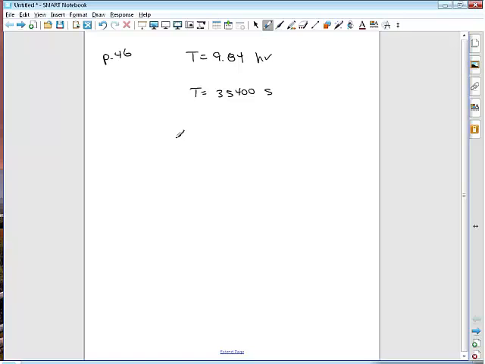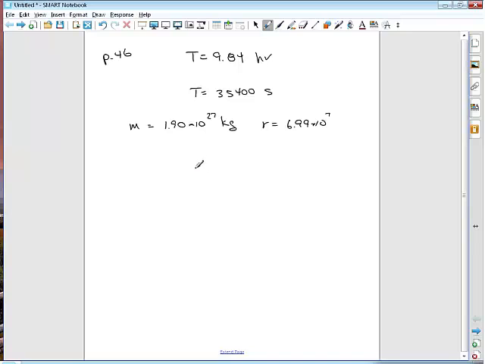Now, as far as the properties of Jupiter, we need to know its radius ultimately to calculate the altitude. But we also need to know the mass. So the mass of Jupiter is 1.90 times 10 to the 27th kilograms. And the radius of it is 6.99 times 10 to the 7th.